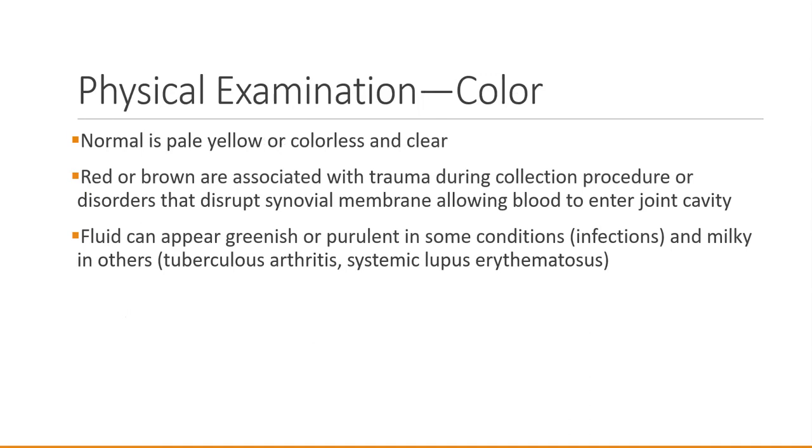First, we'll talk about color. Normal synovial fluid is pale yellow or colorless and clear. Red or brown are associated with trauma during collection procedure or disorders that disrupt the synovial membrane, allowing blood to enter the joint cavity. The fluid can appear greenish or purulent in some conditions, indicating infections, and milky in others, which may indicate tuberculosis, arthritis, and systemic lupus erythematosus.